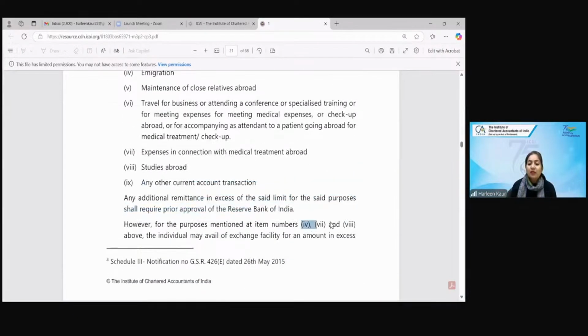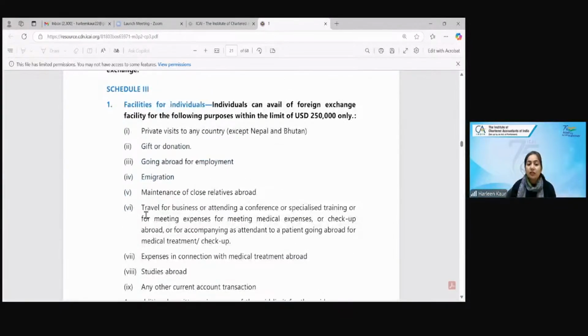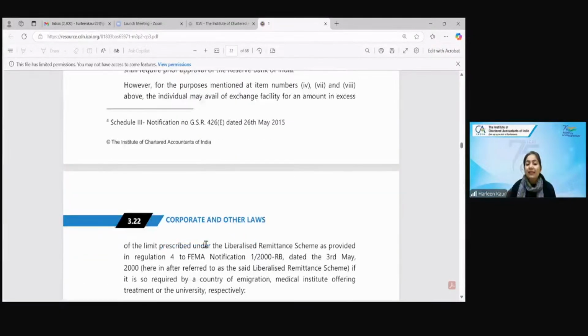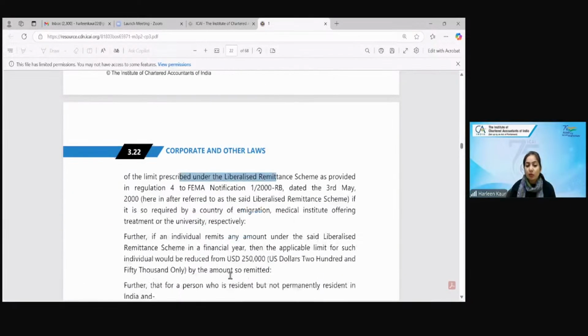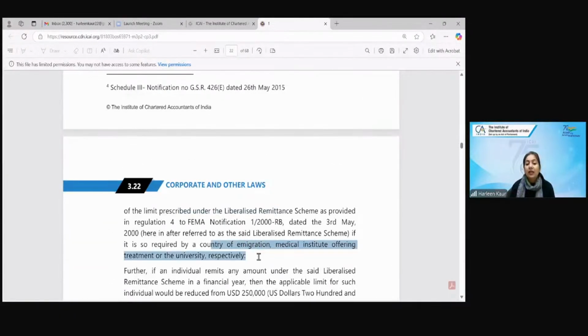For the item numbers 4, 7, and 8, what are the item numbers? 4 is the immigration, 7 is your medical expenditures and study abroad. You can avail in excess of the liberalized remittance scheme also. Is it possible, children? Only if you have taken the requirements or certificates from the country of immigration or from the medical institute giving the treatment or the university.